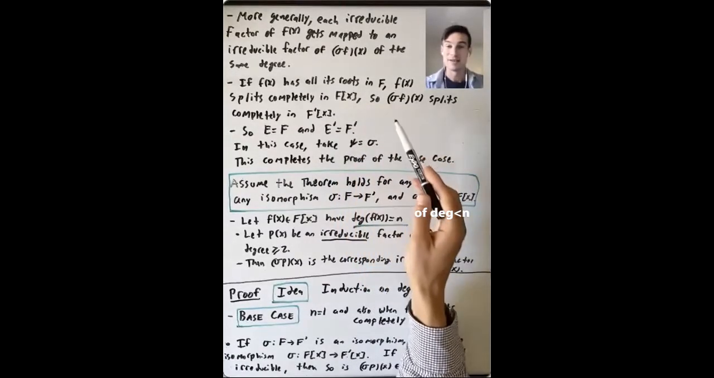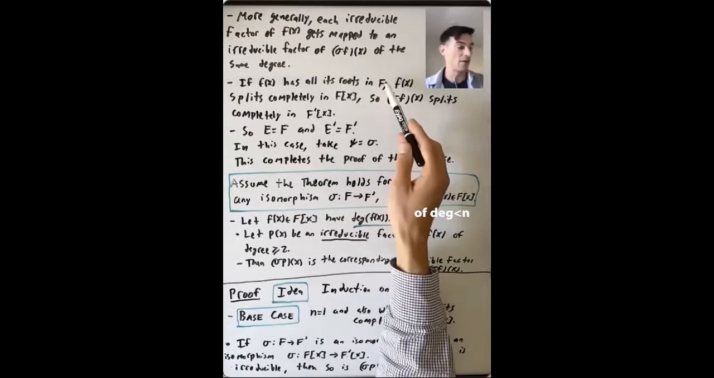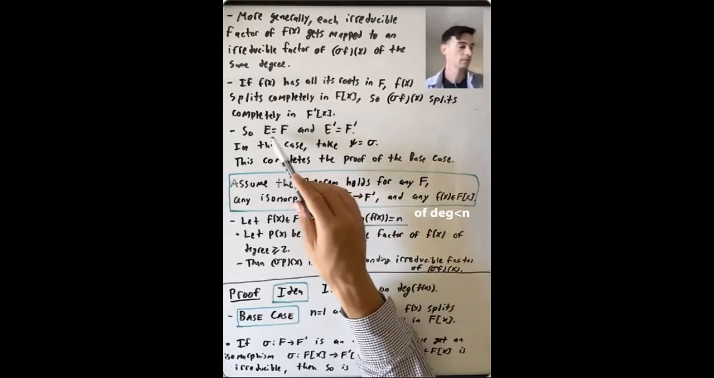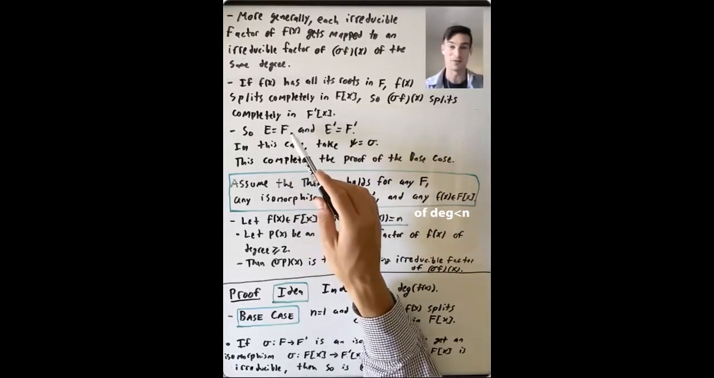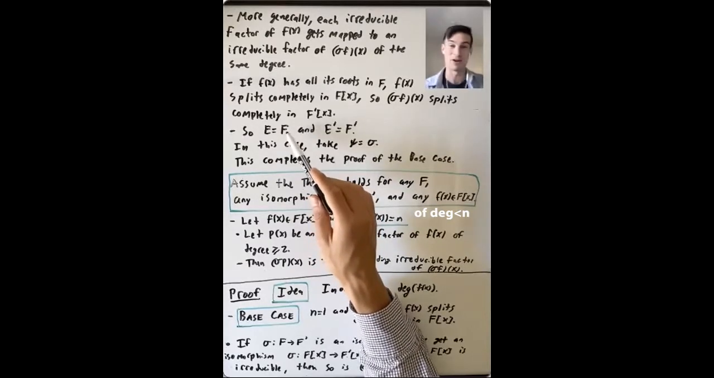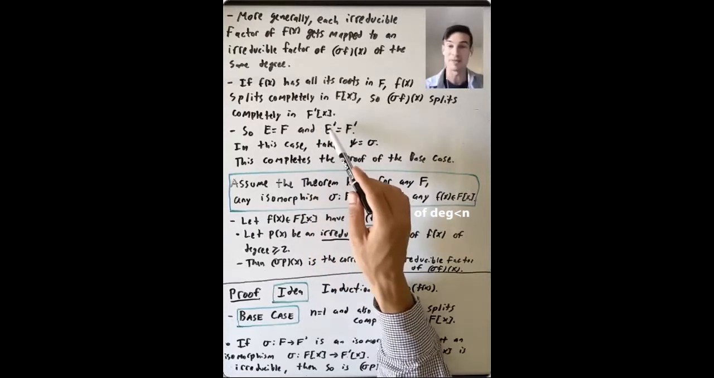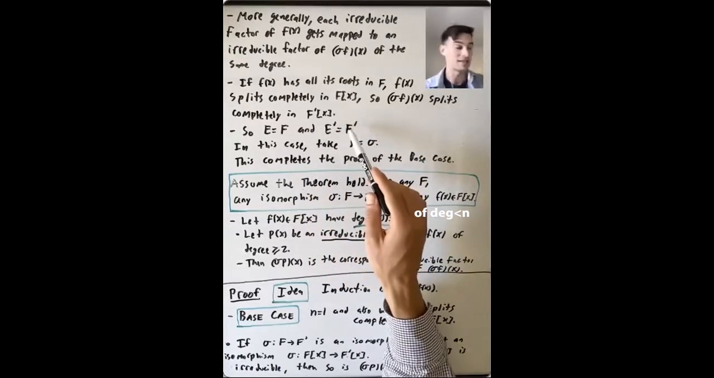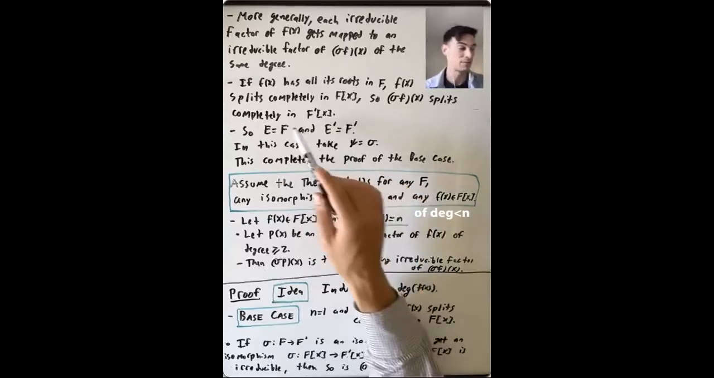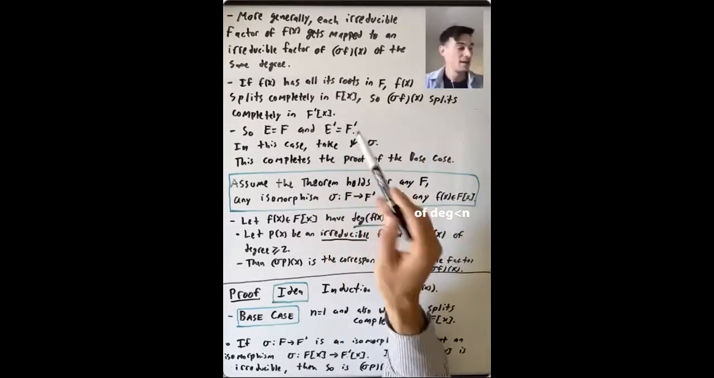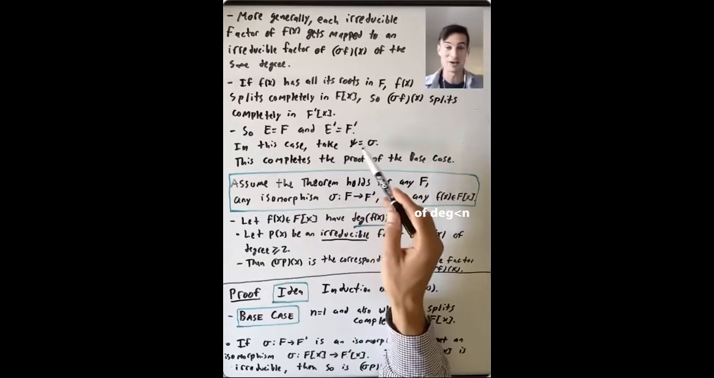So in this case, when all of the roots are already in F or F prime, we see that a splitting field for this polynomial f of x over F is the field F itself. And similarly, E prime, the splitting field for the polynomial sigma of f over F prime, is F prime. So the splitting fields are the fields themselves. So in this case, this theorem is true. You just take psi to be the original isomorphism sigma.